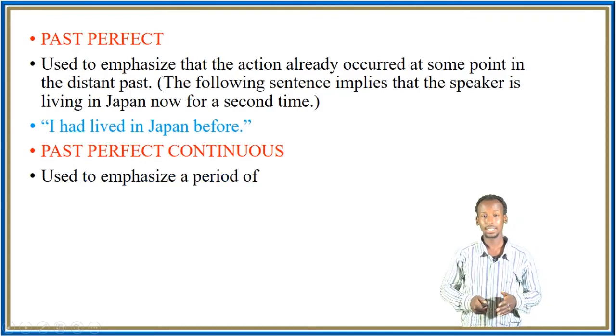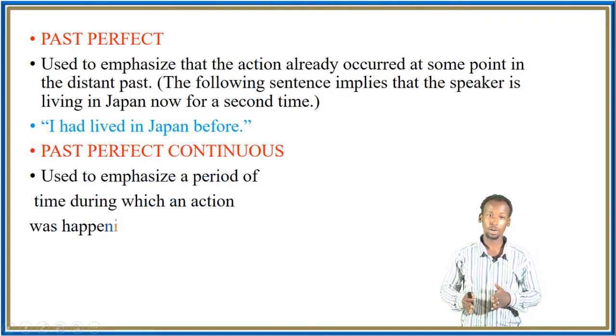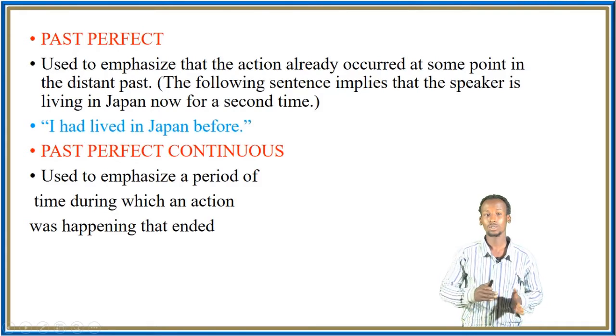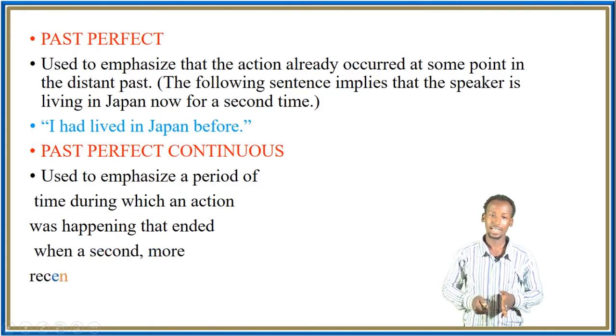Past perfect continuous tense is used to emphasize a period of time during which an action was happening that ended when a second, more recent action occurred.